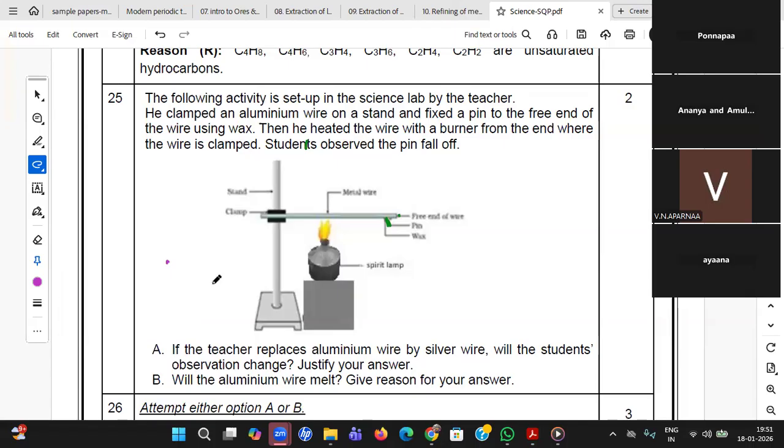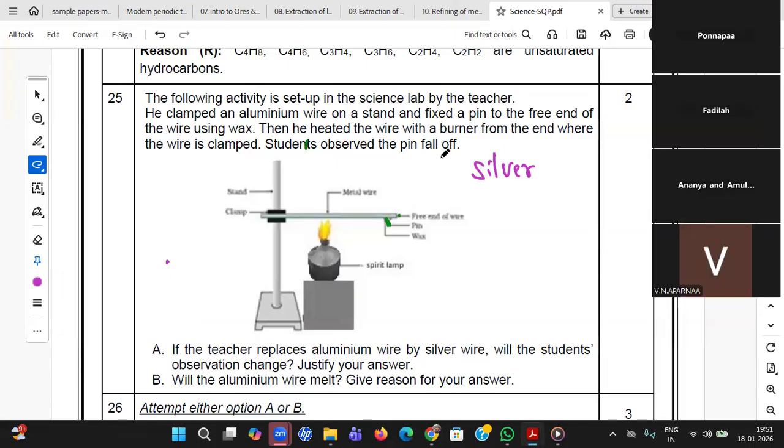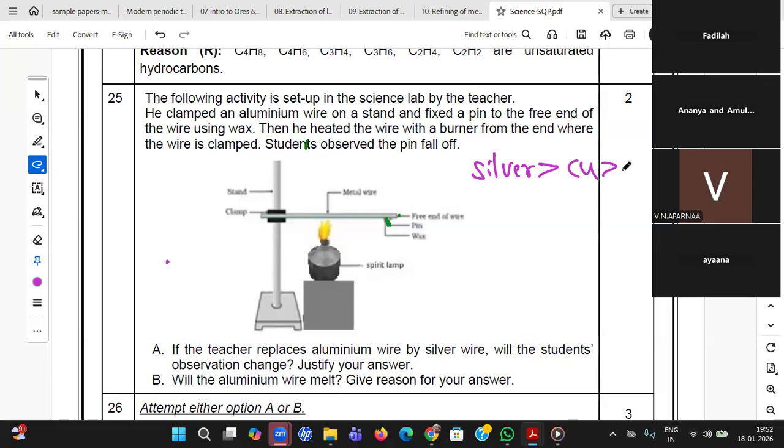Silver is a better conductor, student. We have already seen the physical properties of metals and non-metals. From there, he framed this question. We have seen silver is the best conductor of heat, followed by copper, followed by gold, I guess. Then comes aluminium. So as silver is a very good conductor, the heat will be transferred very fast. So you can see that the pin will fall in much less time.